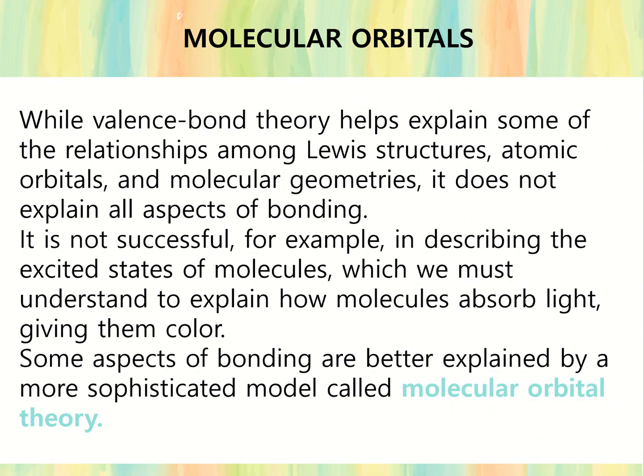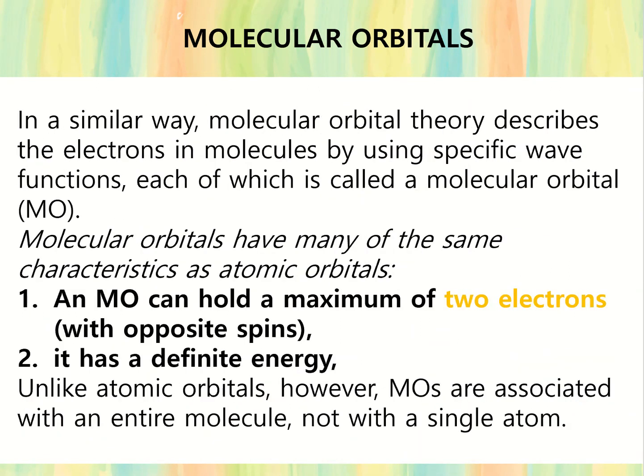So some aspects of bonding are better explained by a more sophisticated model called the molecular orbital theory, or you might see MO going forward. So in a similar way, molecular orbital theory describes the electrons in molecules by using specific wave functions. We're not going to go into these wave functions, but it's important to mention it, each of which is called a molecular orbital.